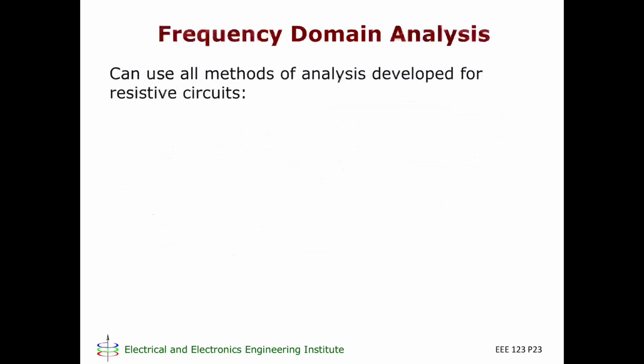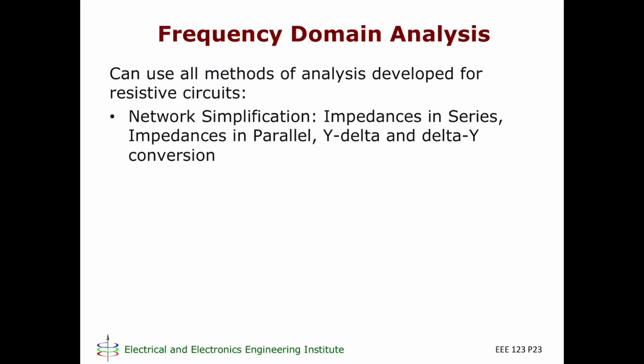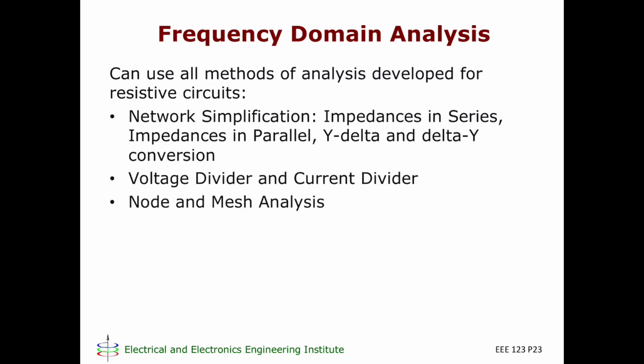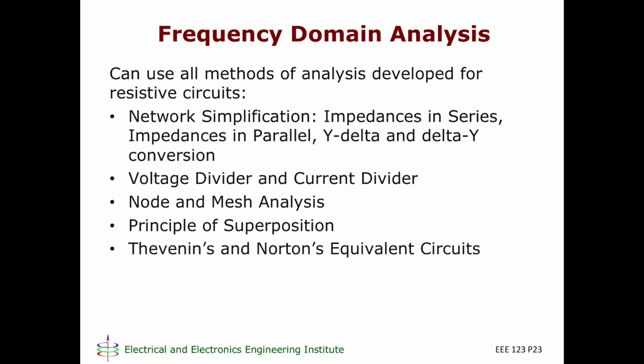So I said for frequency domain analysis, we can use all methods of analysis developed for resistive circuits. That means we should be able to do network simplification. What is network simplification? We should be able to simplify impedances in series and impedances in parallel. You can also do Y to delta and delta to Y conversion. By the way, we did not take up Y to delta and delta to Y conversion in resistive networks, so you don't really have to worry about this too much. We can use the principle of voltage divider and the principle of current divider. We can do node analysis. We can also do mesh analysis, but mesh analysis you also haven't taken up yet. We can apply the principle of superposition, and we can apply Thevenin's and Norton's theorem.